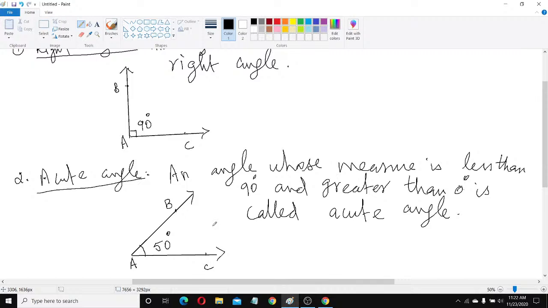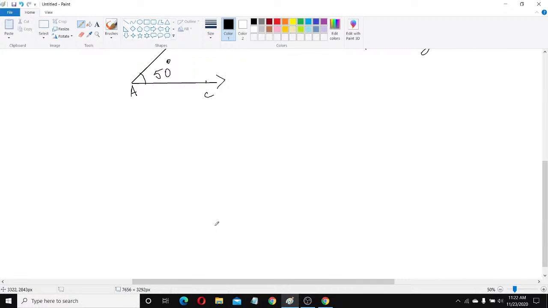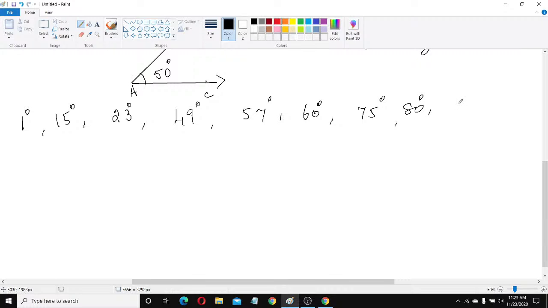So acute angle measure, once again I will write here. Below the figure I will write, greater than 0 degree and less than 90 degree. So start from 1 degree. 1 degree, 15 degree, 23 degree, 49 degree, 57 degree, 60 degree, 75, 80, up to 89 degree, children. It starts from 1 degree to 89 degree. Measures will be greater than 0 degree and less than 90 degree. These angles are called acute angles because these measures are greater than 0 and less than 90 degree.